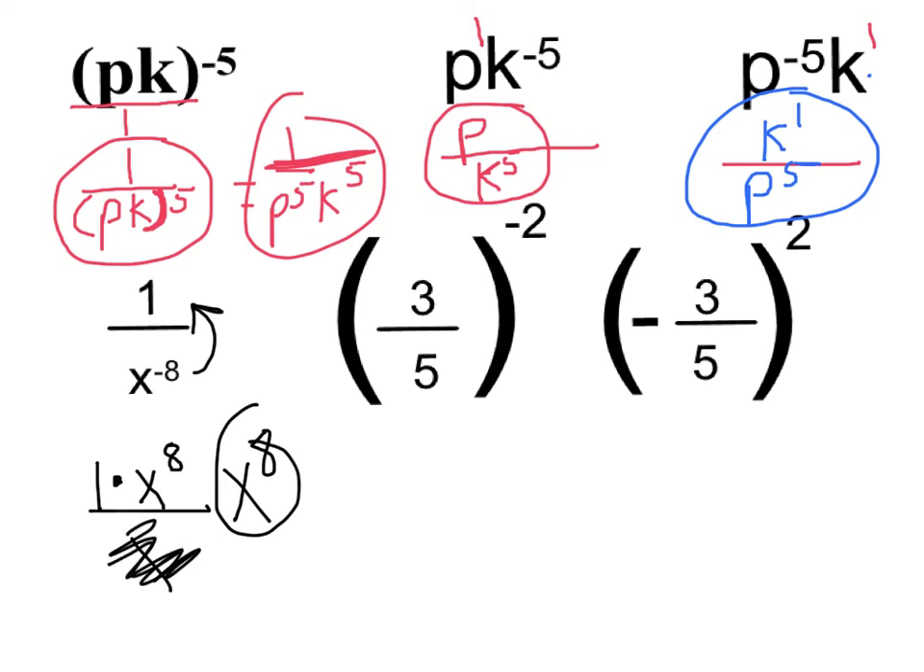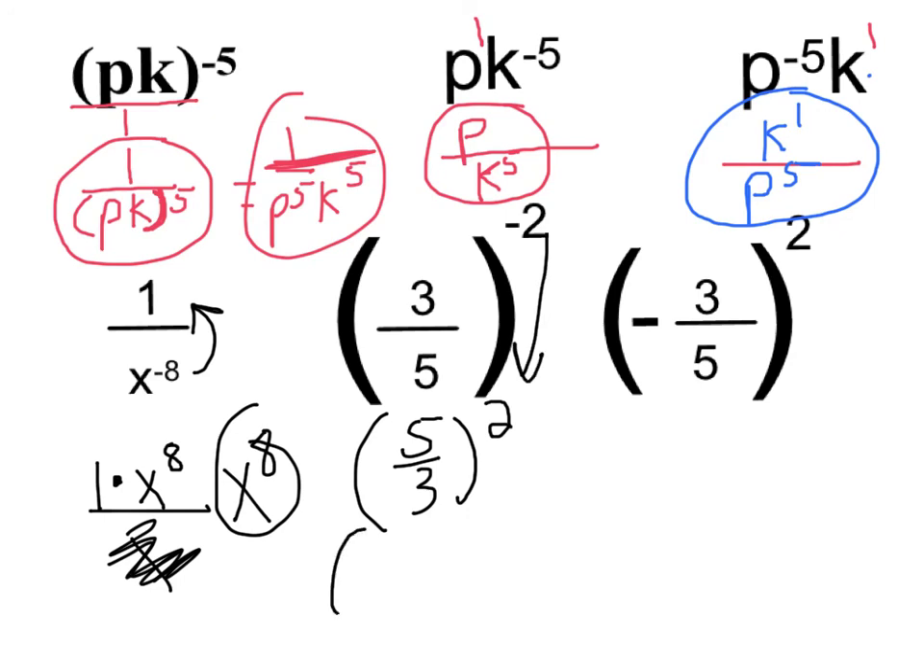Okay, what happens if we have a parentheses and the negative exponent is outside the parentheses? Here's what I want you to do. The negative exponent means change places or reciprocal. So we're going to flip this parentheses and we're going to make it 5 over 3. Okay? Now our exponent will be positive.